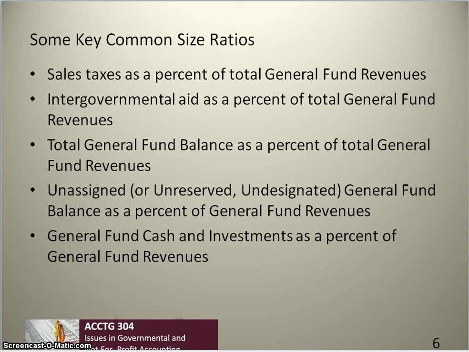The next three ratios, total general fund balance, unassigned fund balance, and general fund cash as a percent of general fund revenues, are also common size ratios derived from the income statement. But we'll discuss these with liquidity measures on the next slide, since in general, these are used to measure general fund liquidity.